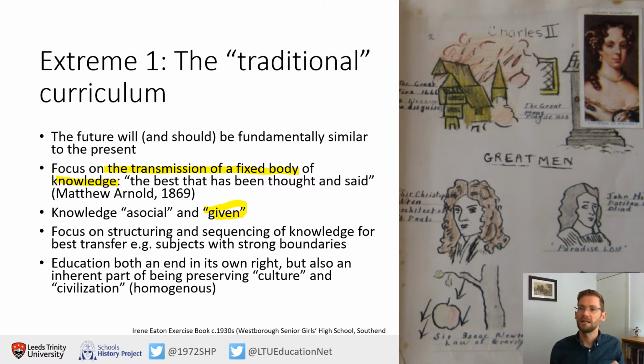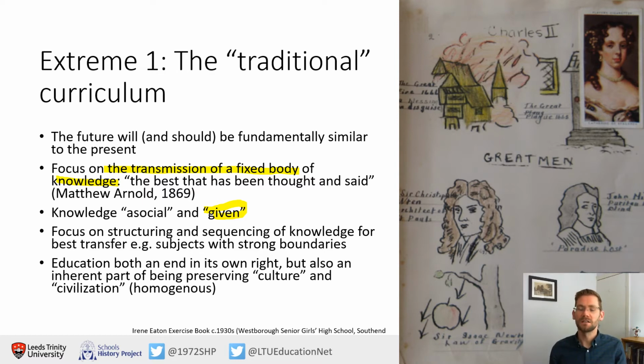And you can see that very clearly in this grammar school exercise book on the right hand side from the 1930s from a girl called Irene Eaton, and it's very much based in this traditional model of here are some key people you must know about in this time period, which is the 17th century. So what have we got? We've got Charles II, we've got the Great Plague of 1665-6, the Great Fire of London, we've got Sir Christopher Wren, we've got John Milton, we've got Isaac Newton, and you can see the lovely title in the middle there, these are the great men that Irene Eaton's teachers decided she needs to know about.